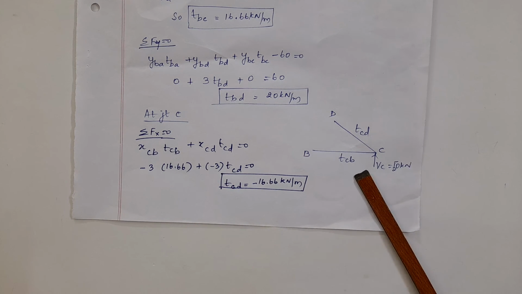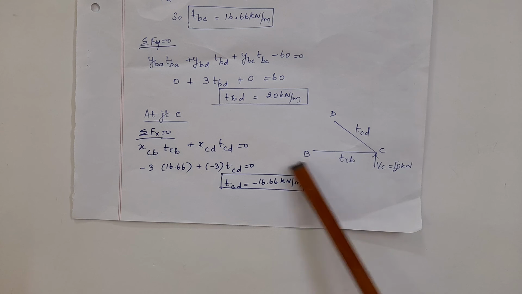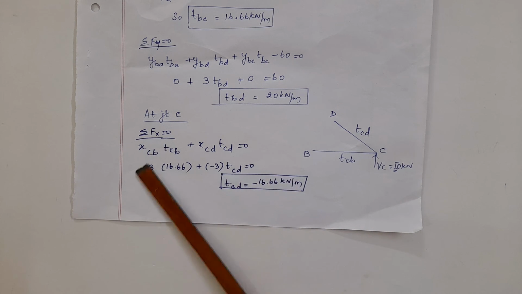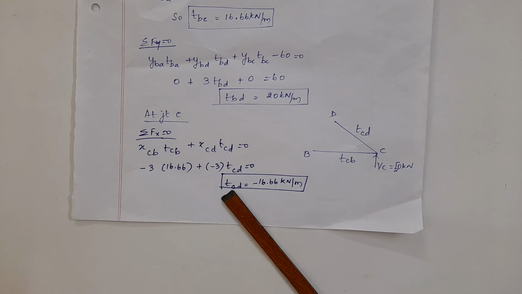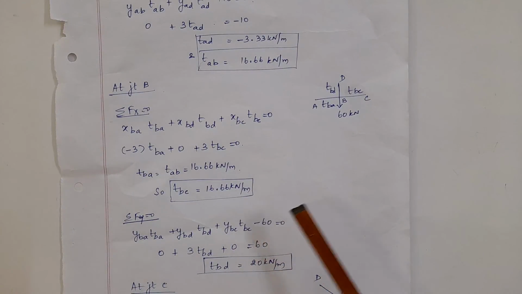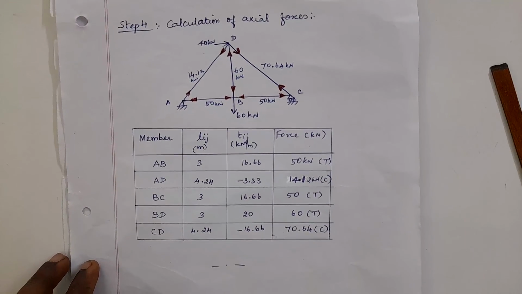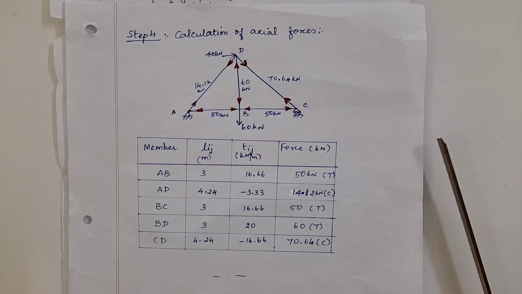The diagram is drawn here with the vertical reaction, that is sigma Fx equal to 0. One equilibrium equation is enough to find the one unknown. So with this I have found what is the value of TCD. So tension coefficient of all the members is known. Now we shall proceed to the final step, determination of axial forces in all the members with the length and the tension coefficient being calculated in the previous steps.